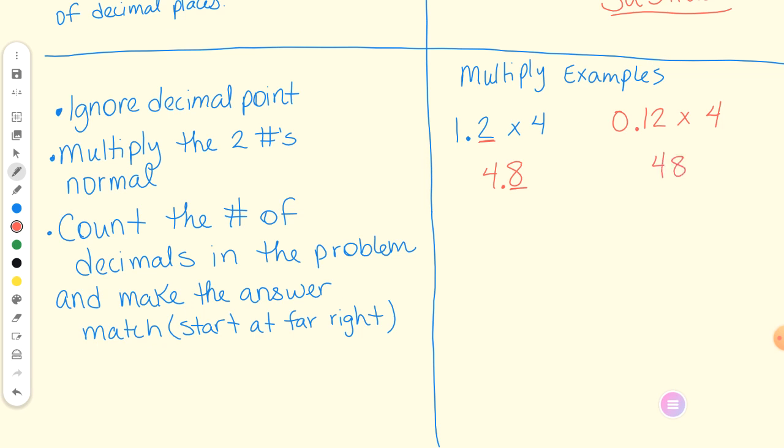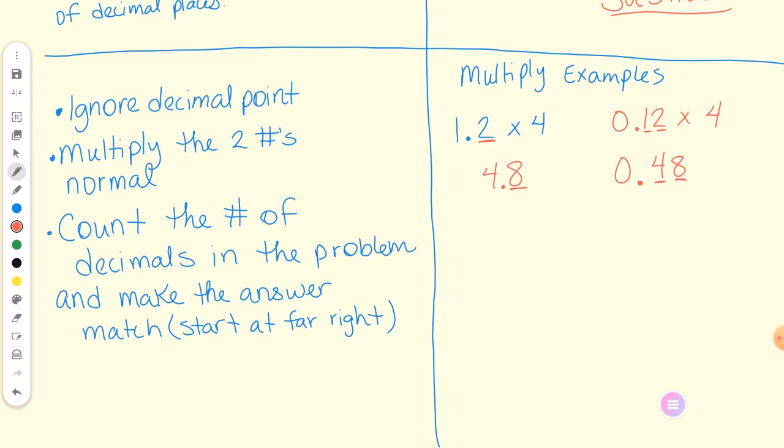Count the number of decimals in the problem and make the answer match. So I go up to my problem. I have 1, 2 decimal places. Do I have any decimal places in this number? Nope. So I have 2 decimal places in the problem. So how many do I need in my answer? 2. So I start at the far right. 1, 2. Where does my decimal point go, Kendall? Right in front of that. And what do you think I need to put in front of a decimal point if there's nothing there, Brant? A 0. Is the math the same? Yeah, it's just knowing where our decimal point goes.